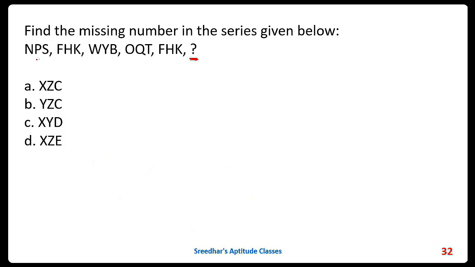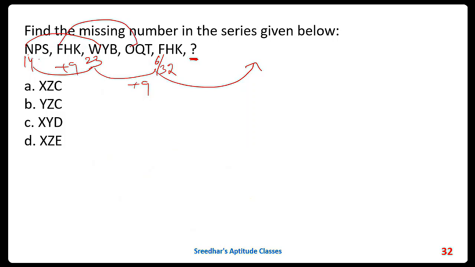So here also, if you go for alternates, N is 14, W is 23, so plus 9. And then F is treated as 6 as well as 32, so again plus 9, plus 9. But we don't want this, we have to go for this series. Because if you go for this, you will get the next alternate. Here F is 6, O is 15, so plus 9. Now 15 plus 9 should be 24.